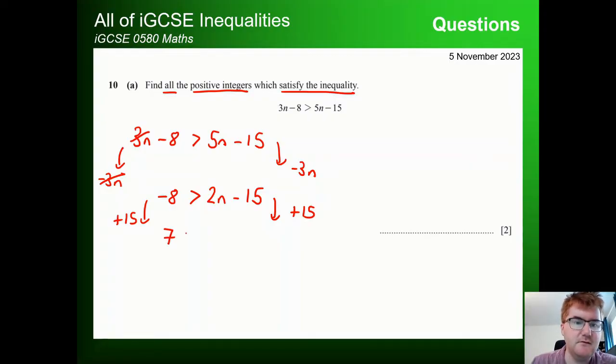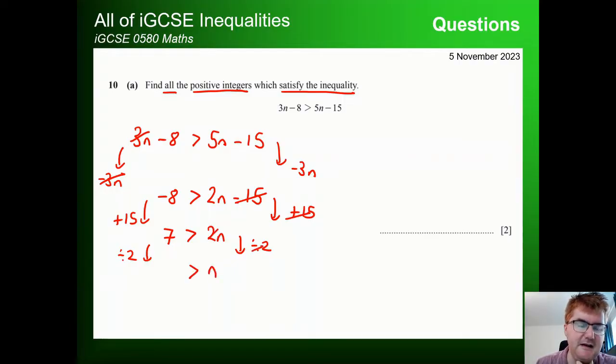Then we get greater than, 2n stays as it is. Minus 15 plus 15 cancels, which is very, very nice. And then we need to work out what n is here. It's the opposite of timesing by 2, dividing by 2 on both sides. This cancels, giving us n here. 7 divided by 2, that's equal to 3.5.